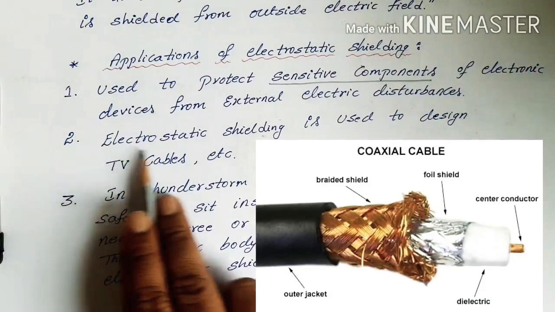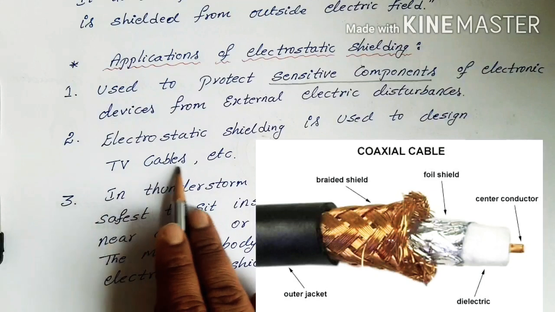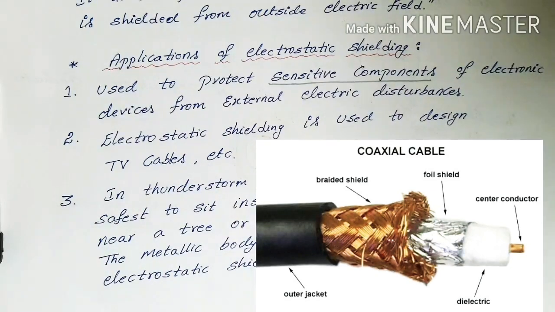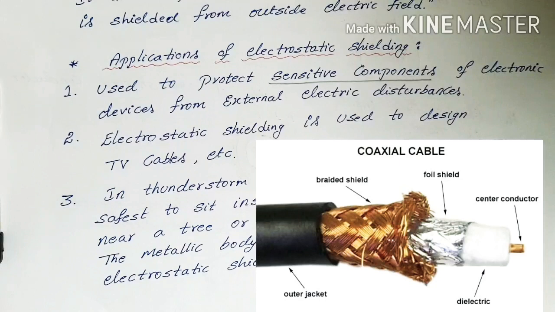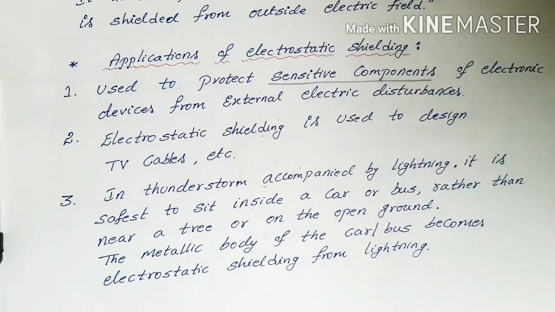The second one: shielding is used to design TV cables. We call them coaxial cables also. You observe in TV cables that there is a central conductor, over that there is a rubber material, over that there is a mesh-like structure, and over that there is a complete insulated part. This is how TV cables or coaxial cables are made. Why are they made like this? To avoid external electric field influences, to protect the device or the signals from external influence. This method we call shielding.